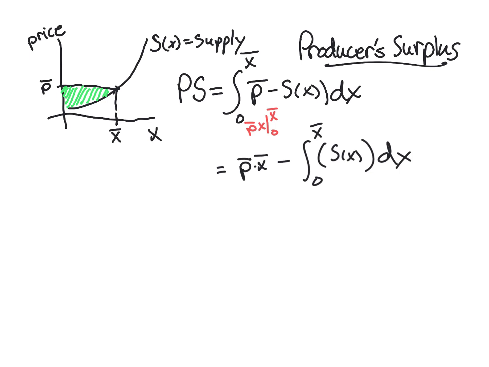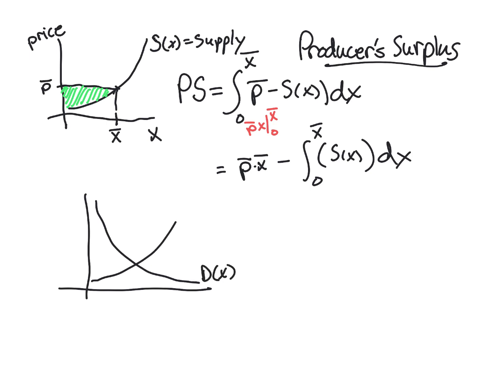Okay, what's the big deal about all this stuff, and where do these numbers come from? Well, if you look at the demand function and the supply function on the same graph, they cross at this perfect place. That's the equilibrium point, and that is the point X bar, P bar. So what you're going to need to do is to find X bar.